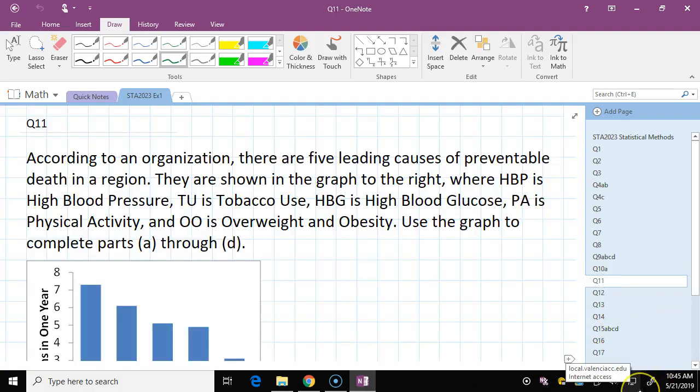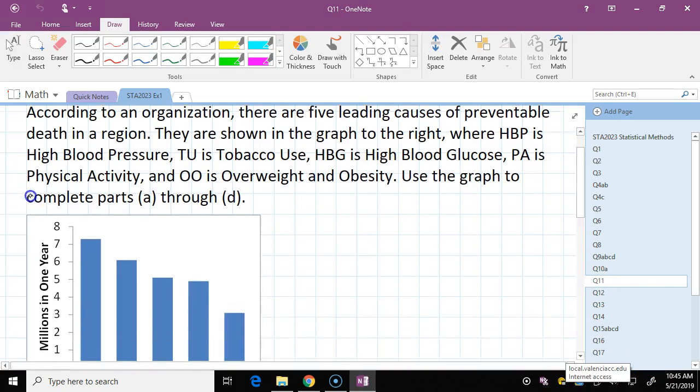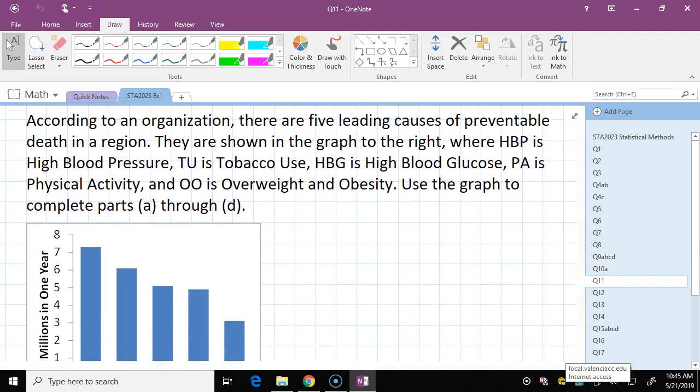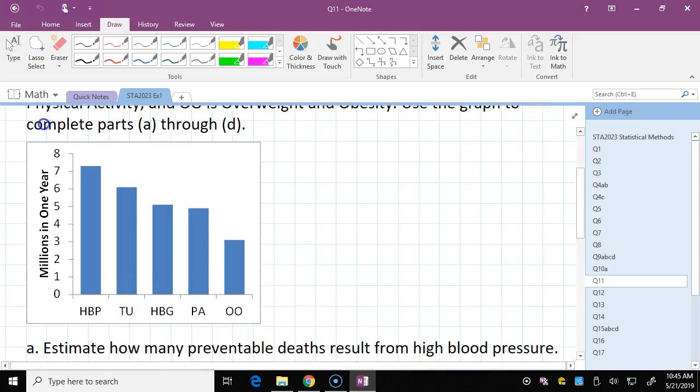All right. Jumping to the next guy. So it says, according to the organization, there are 5 leading causes of preventable death in a region. They are shown in the graphs to the right, well, actually for us, down below, where HBP is high blood pressure, TU is tobacco use, HBG is high blood pressure glucose, PA is physical activity, and OO is overweight and obesity. Use this graph to help us complete parts A through C.